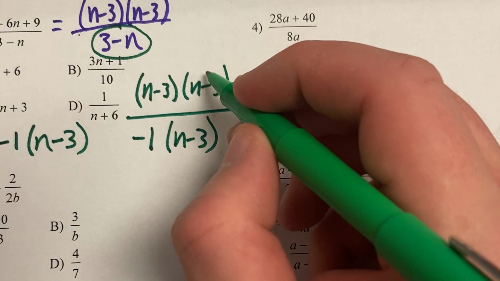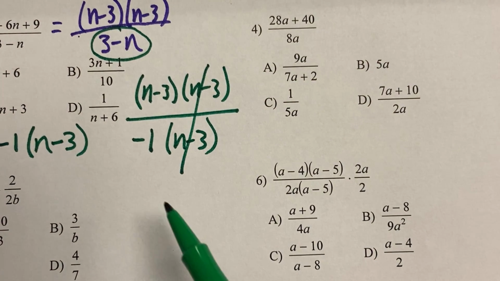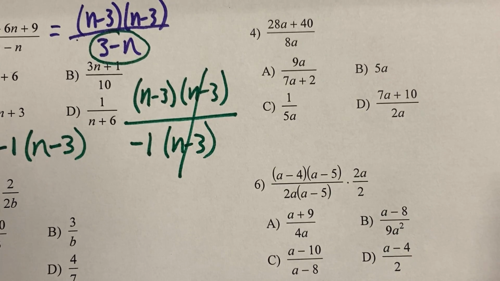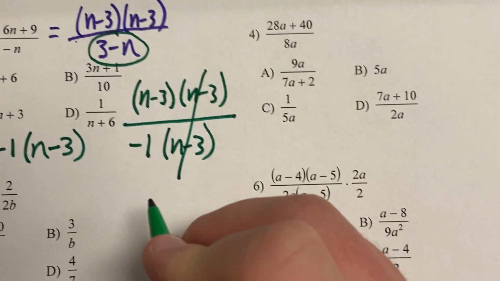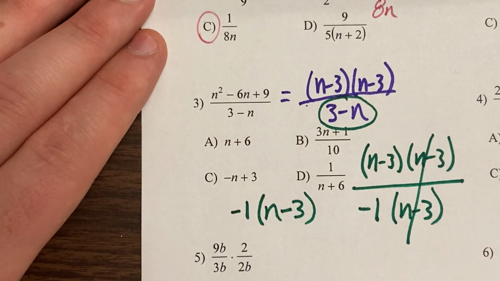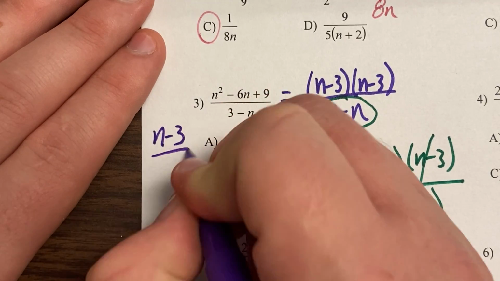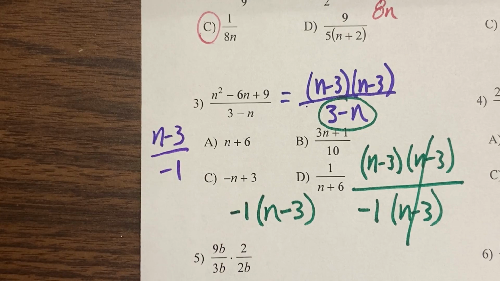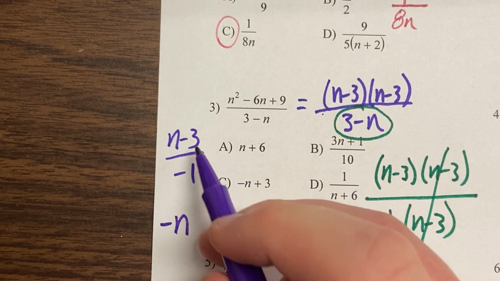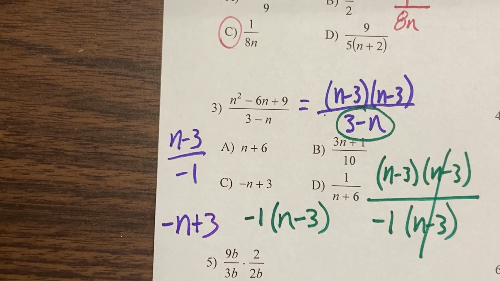Now I'm allowed to cancel, but instead of a +1 like we're used to having when we eliminate, now we have a -1. So we have an n minus 3 divided by -1. Anything divided by 1 is itself, but anything divided by -1 is the opposite. So n divided by -1 is -n. -3 divided by -1 is +3.